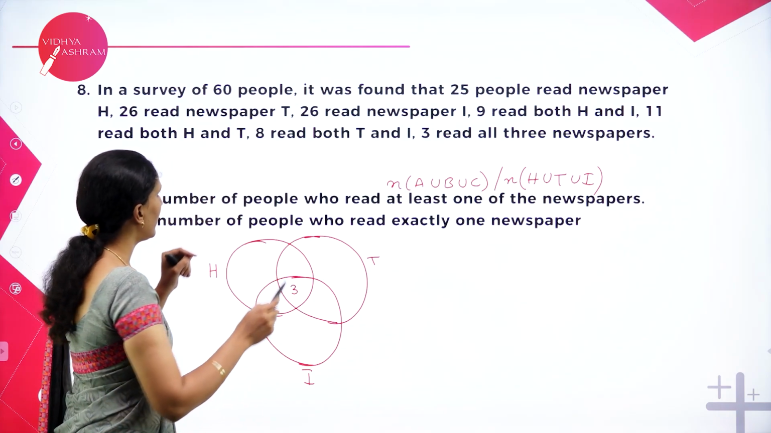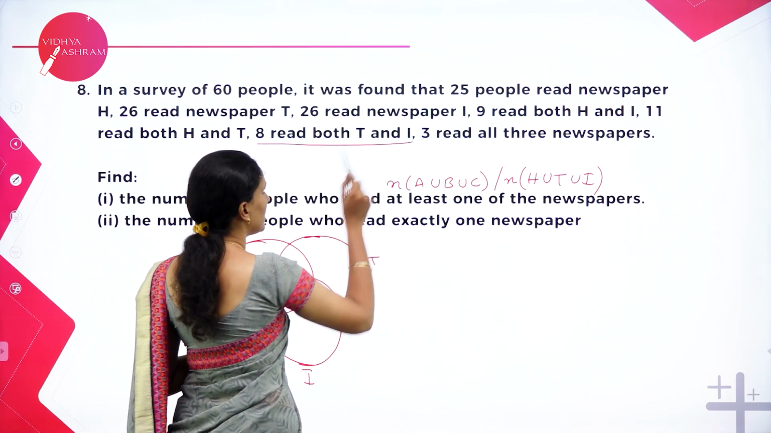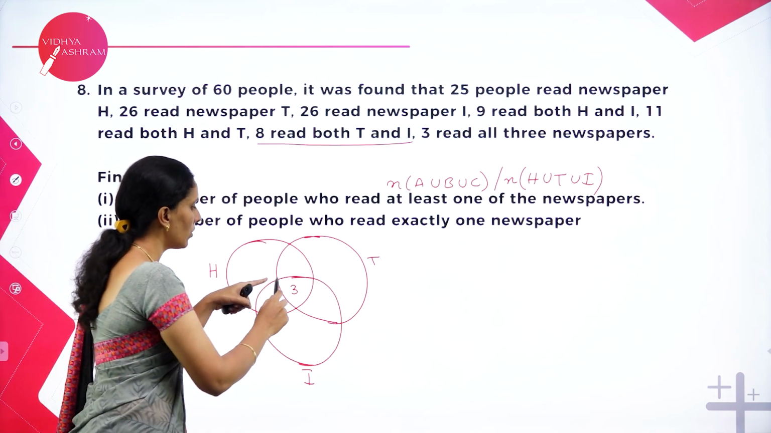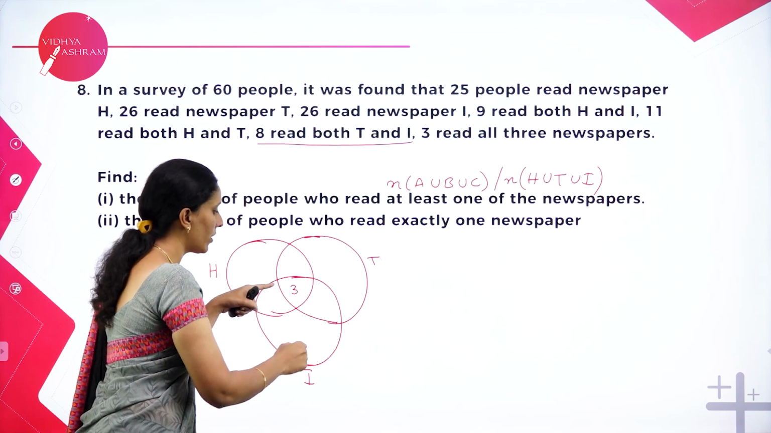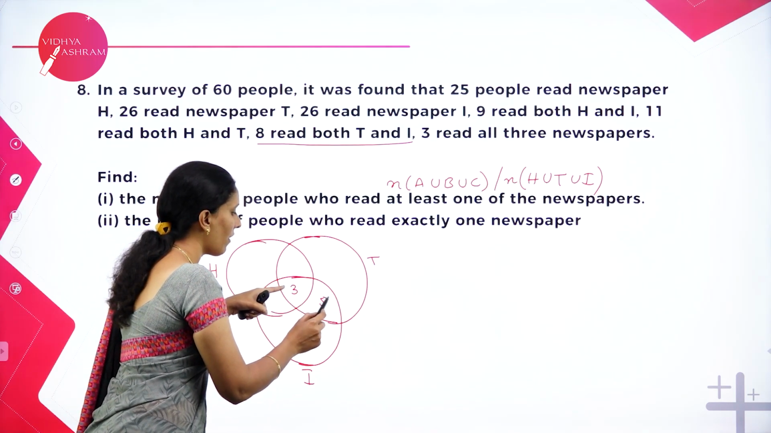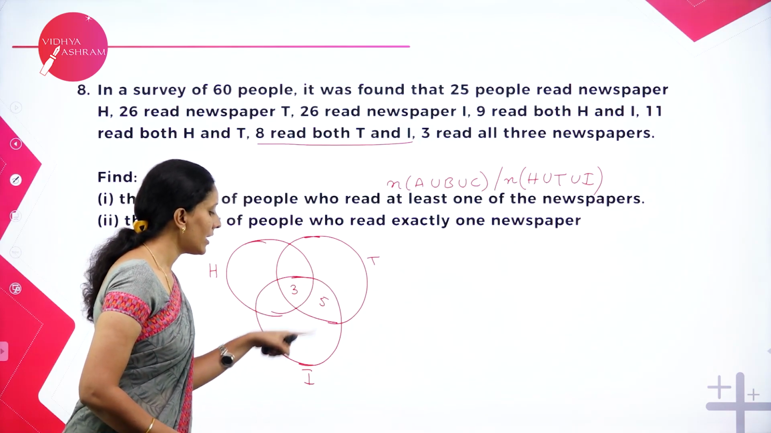The next statement is 8 read both T and I. So T and I means these 2 circles. So this will be the common portion for T and I. And already 3 is written. So there are only 5 people who read T and I.